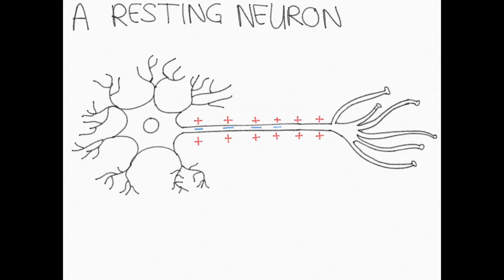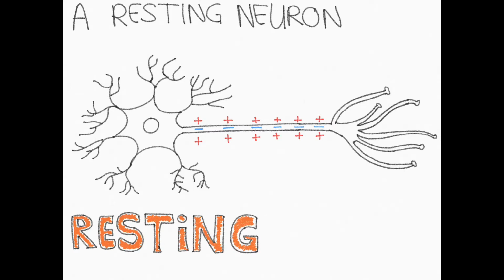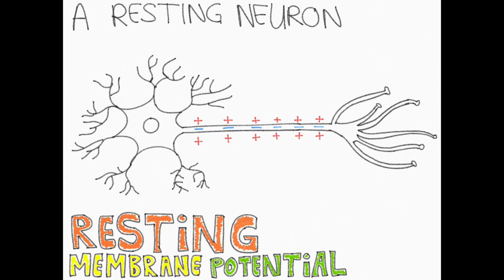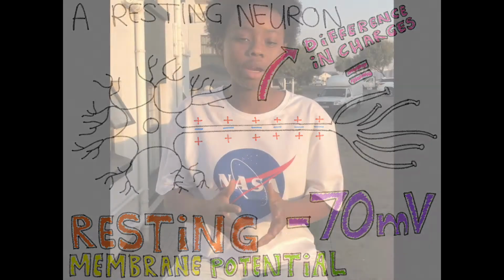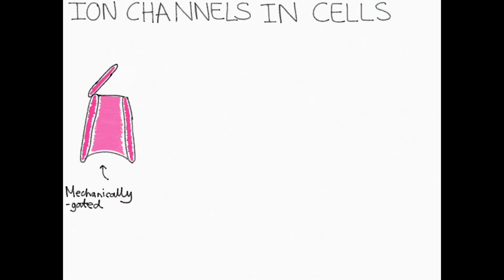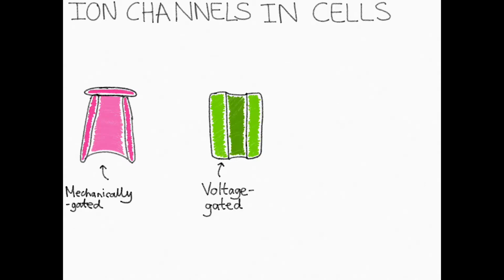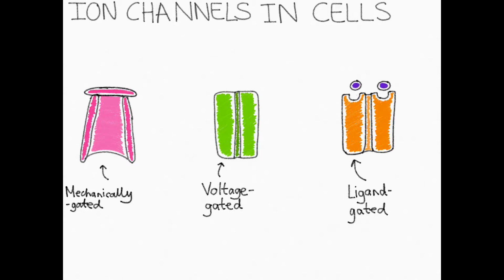Don't get me wrong though, these charges are still comprised of positive ions. This electrical gradient across the neuron is called resting potential and amounts to about -70 millivolts. Next, ion channels in our membranes. These are proteins that are a passageway for ions to move in and out. Some are mechanically gated and only open when physically distorted. Some are voltage gated and open and close depending on the voltage of the neuron. Others are ligand gated and only open when stimulated by a ligand, for example a hormone or a neurotransmitter.